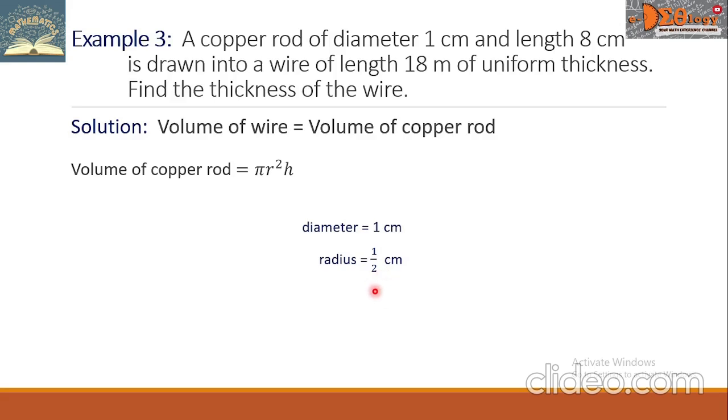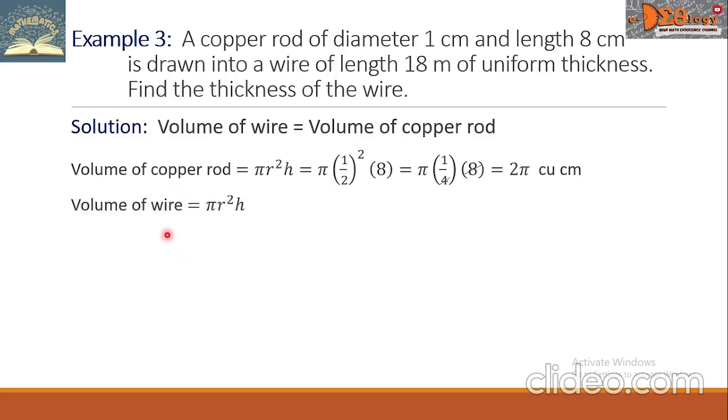Let us now substitute this value for the r. So that will be pi times square of 1/2 times the height, which is 8. We simplify the square of 1/2 to be 1/4. Then we cancel this 8 by the denominator 4. Final answer is 2 pi cubic centimeter. This is the volume of copper rod.